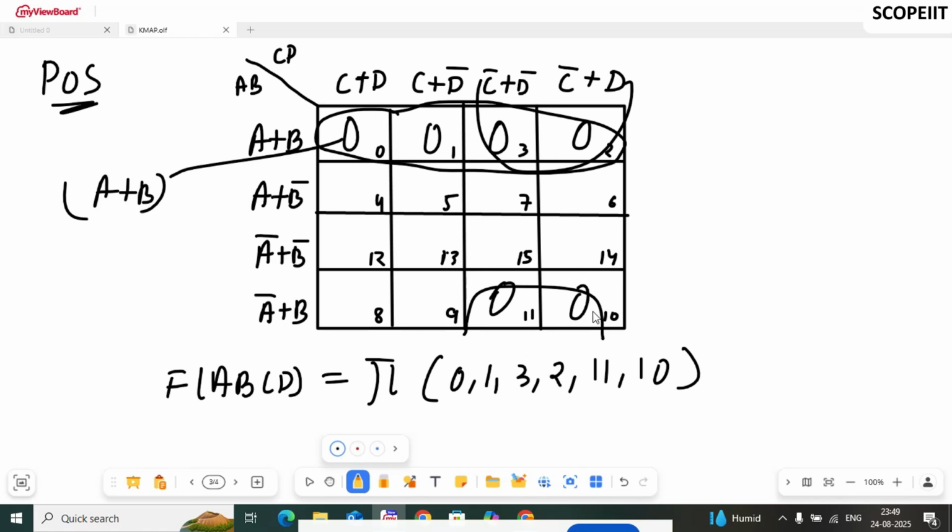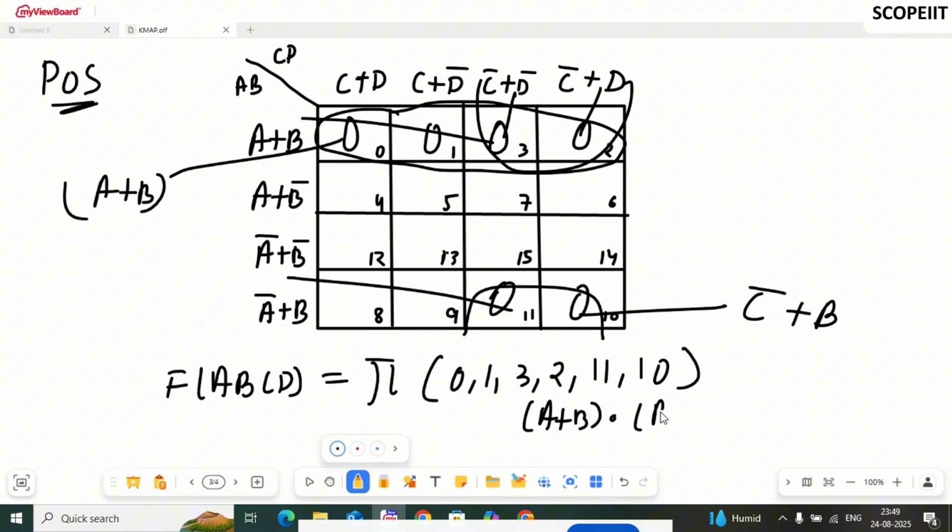Here also the same is common. Okay, here, now take it horizontally. What is common between this and this? It's C bar, so it will be C bar plus. Now take it vertically. What is common between this first and last? The common is B, so it will be B. So your final answer will be (A plus B) dot (B plus C bar).